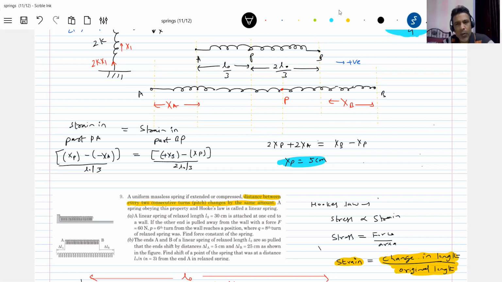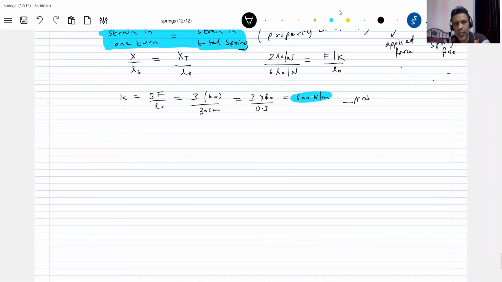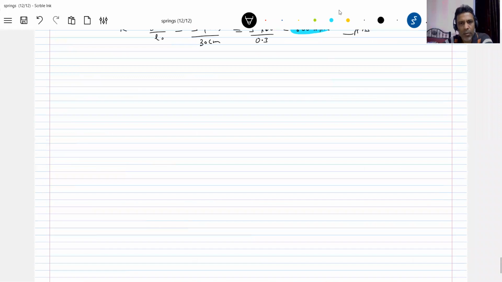Sir, can you locate a point where the displacement will be 0? Can we locate a point on a spring where the displacement will be 0? I'm giving it as a question. Can we find out? So you have to put XP, no? So I'll come to the question. Okay, here what I'm going to do is, this is a spring. This will be the typical question you can expect.